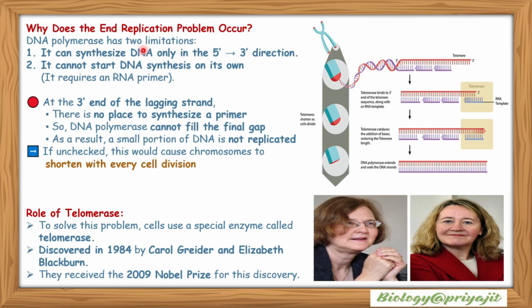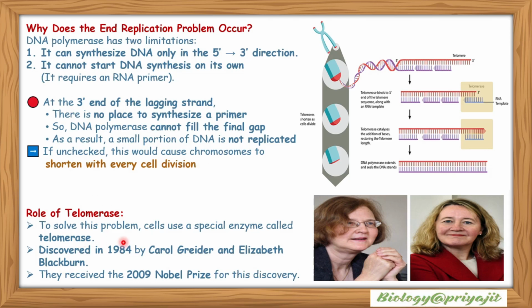DNA polymerase has two limitations. First, it can synthesize DNA only in the 5' to 3' direction, and secondly it cannot start DNA synthesis on its own, so it requires an RNA primer. At the 3' end of the lagging strand there is no place to synthesize a primer, so DNA polymerase cannot fill the final gap. As a result, a small portion of DNA is not replicated. If unchecked, this would cause chromosomes to shorten with every round of cell division.